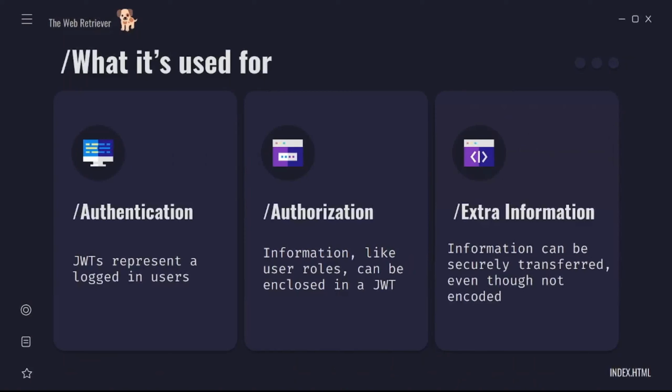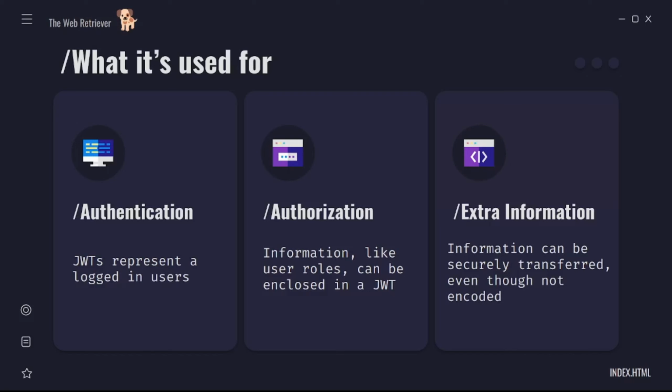So what are JWTs used for? JWTs are widely used for authentication as they can represent a logged in user. They can also be used for authorization and for exchanging extra information. This is done as information can easily be enclosed in a JSON object and passed as part of the token, hence the name JSON Web Tokens.